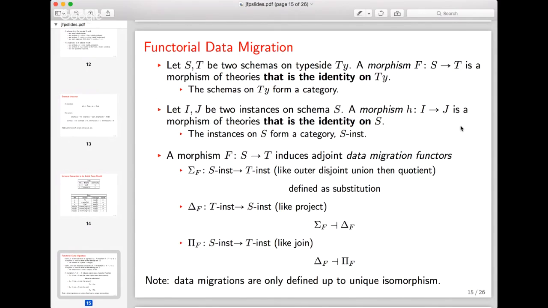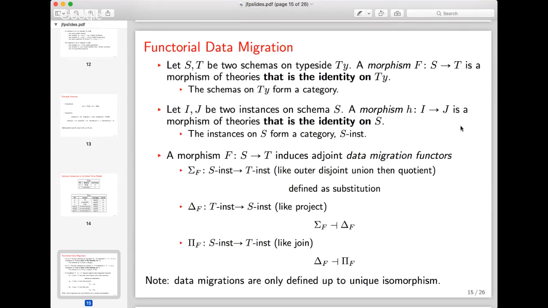So what's really happening is that by working syntactically with equational theories, we have an easy sigma, and the earlier work on functorial data migration, by working semantically with set-valued functors, had an easy delta. So you can sort of pick which world you want to live in, syntax or semantics, and each one will have one of the data migration functors being easy, and then we'll define the other two as adjoints.